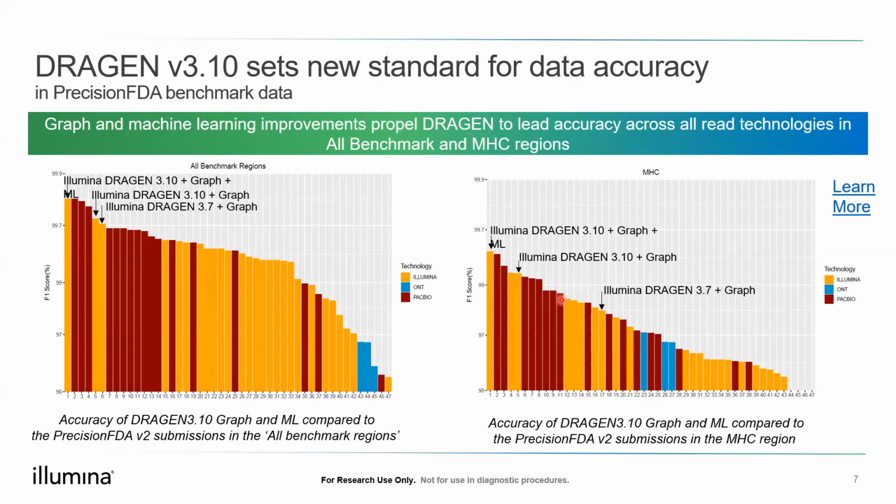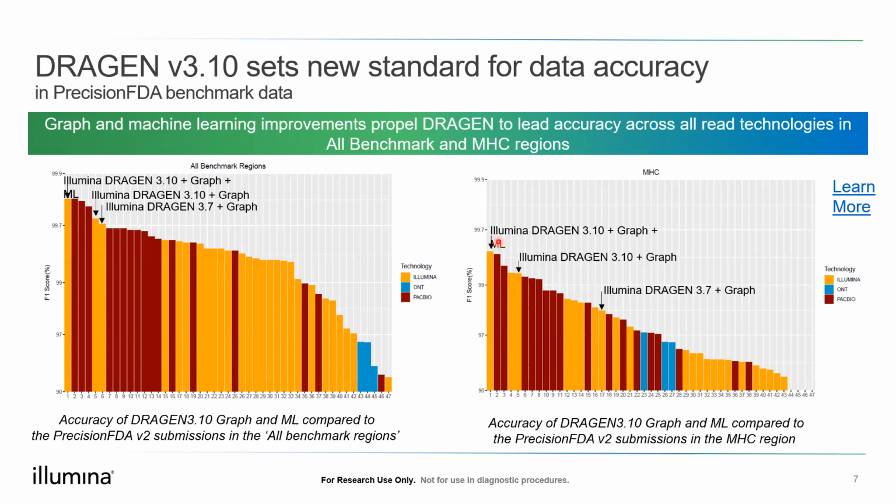On the right side, it's a similar plot, but instead of all regions, we are talking specifically of the MHC region. And in the MHC region, you can see that Illumina's entry in that precisionFDA challenge in 2020, the F score was lagging in terms of accuracy. So it was, while still better than many of the entries, still not the best. So in 3.10, again, we have made improvements specifically in the MHC region for the graph. And that's where you see now the F score improvement.